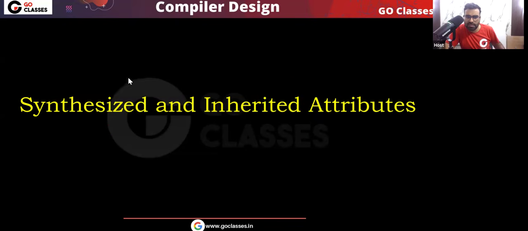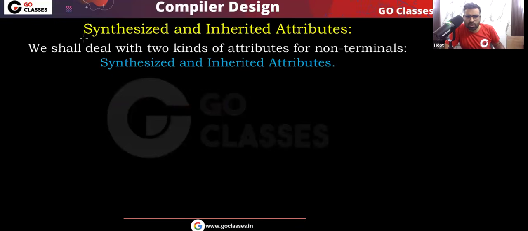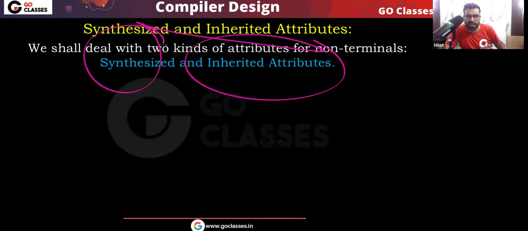So the next concept is synthesized attributes and inherited attributes. Let's see. For any non-terminal, we have already seen that we have a finite set of attributes associated with it. Correct? Now let me tell you, some of these attributes are synthesized and the remaining attributes are inherited. Very simple point: we shall deal with two kinds of attributes for non-terminals, synthesized and inherited attributes.